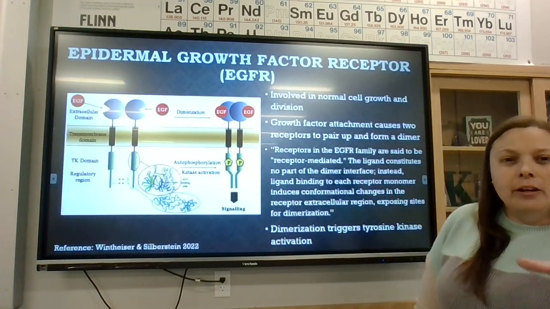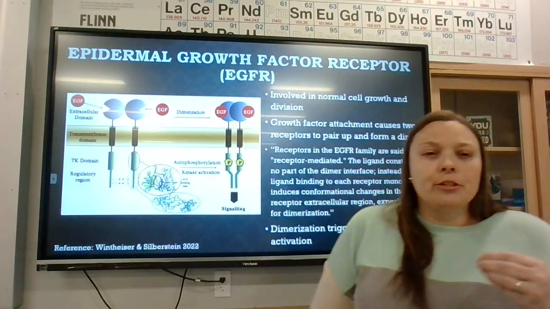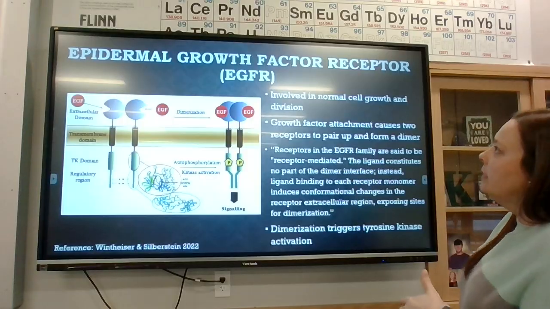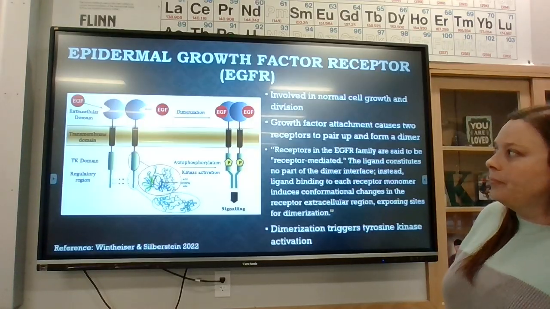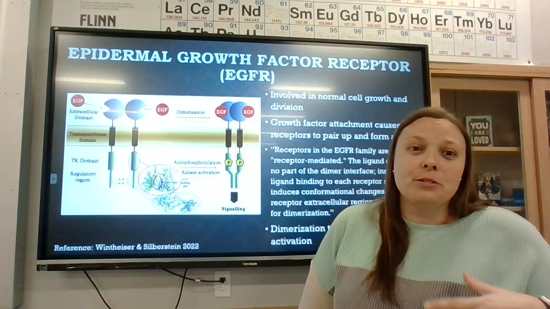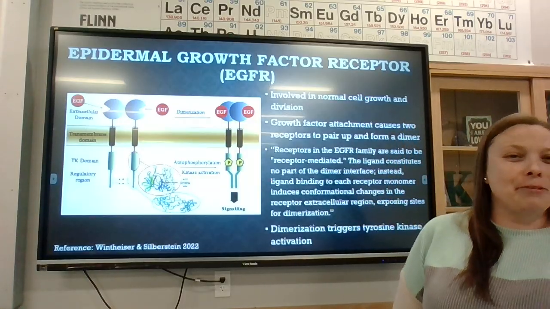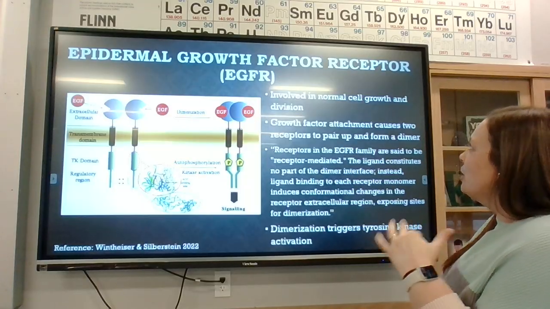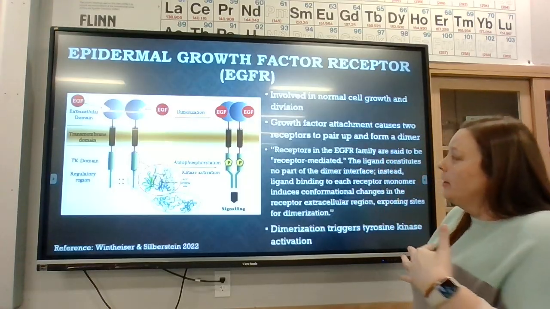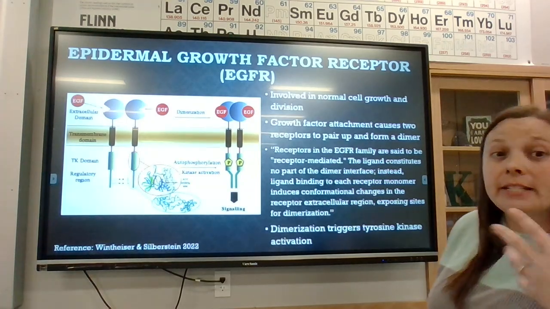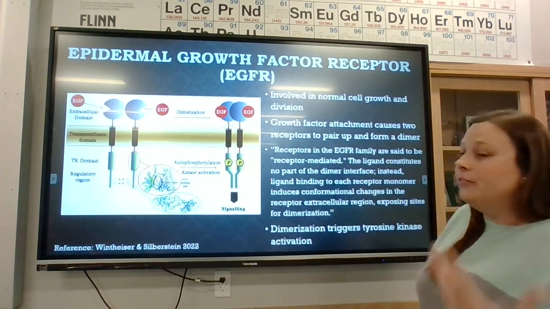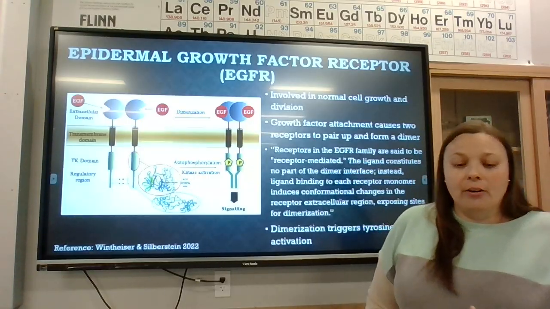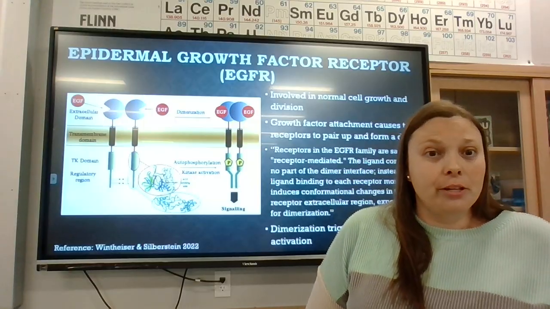Now, I'm going to focus on a couple different families of the membrane tyrosine kinases. The first family that I'm going to focus on is the epidermal growth factor receptor, okay? This I find actually is the most fascinating of some of them. I just think it's really, really neat how these enzymes work. So the EGFR receptor is involved in signaling growth as well as division for the cell. And so eventually we're going to get into some talk about how that affects cancer growth as well.